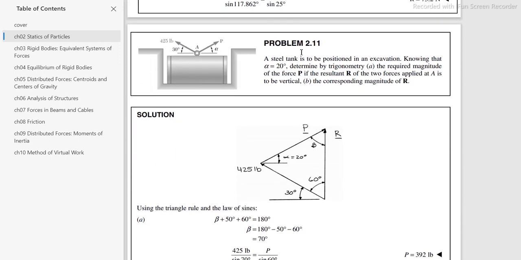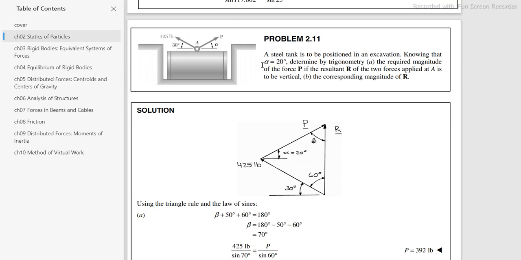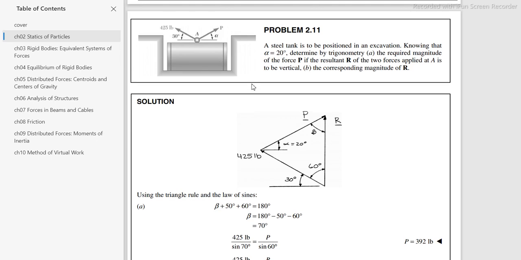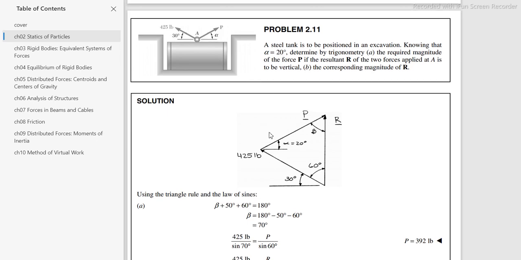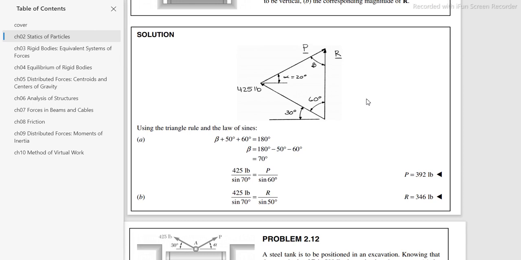Next question 2.11. A steel tank is to be positioned in an excavation. Knowing that alpha equals 20 degrees, determine by trigonometry: question A, the required magnitude of force P if the resultant R of the two forces applied at A is to be vertical. Question B, the corresponding magnitude of R. Here the solution is: there is a free body diagram, and same as before, using the triangle rule and law of sines.